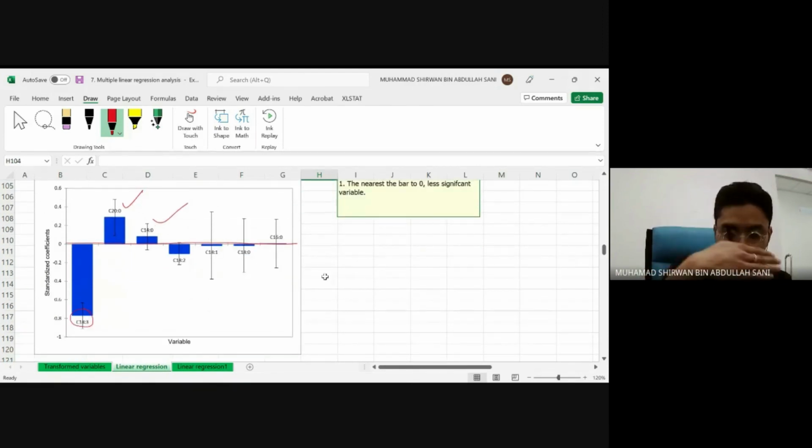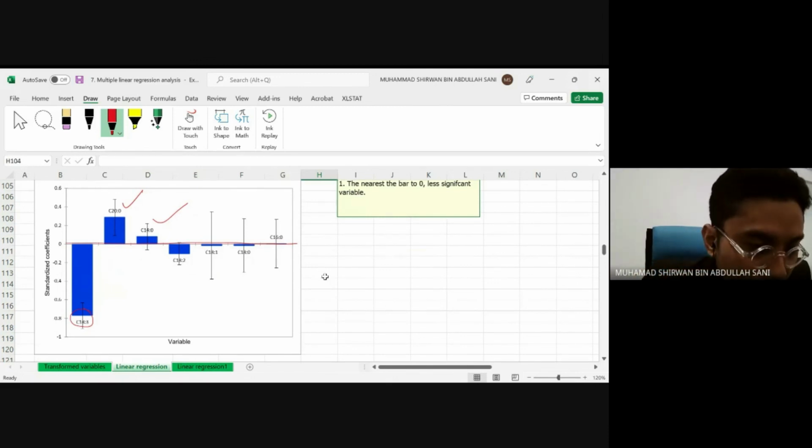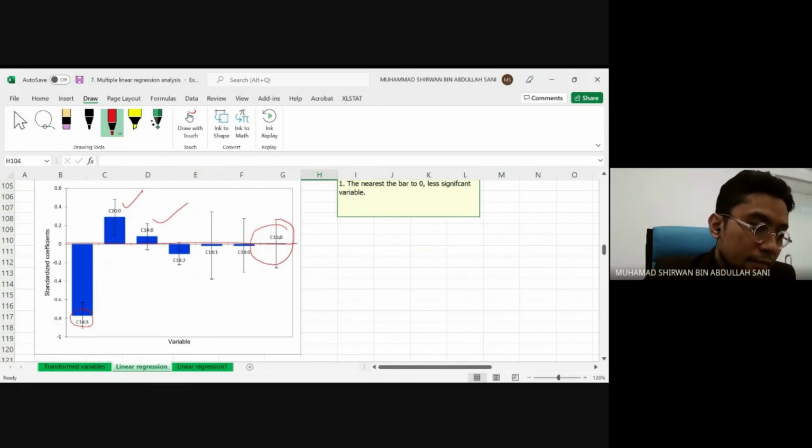Okay, let's see how to explain why C16:0 is the least significant. Because most palm oil or plant oils have C16:0. Olive oil also has C16:0, palmitic acid. Palm oil also has a high amount of C16:0, so we cannot differentiate because both oils have similar characteristics or amounts of C16 palmitic acid.